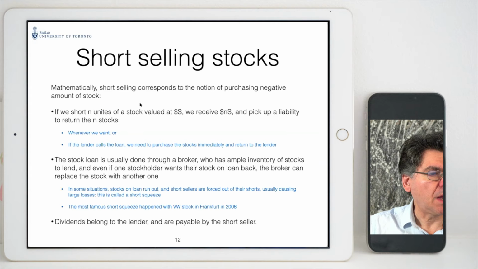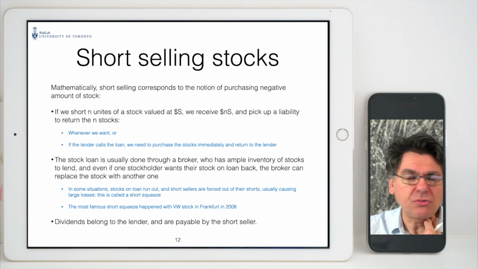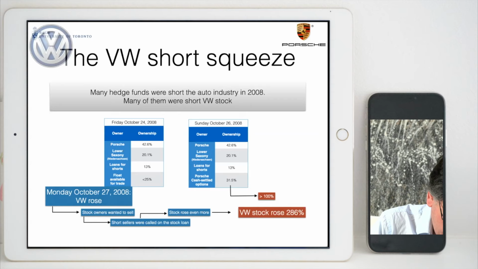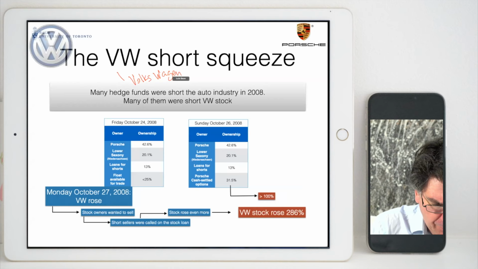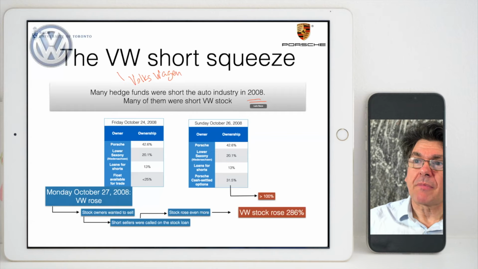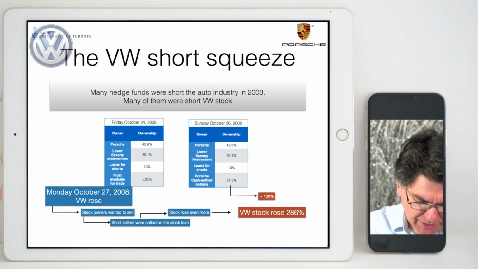So this is what I explained. It's explained here in words. And this is the very famous short squeeze on Volkswagen. Volkswagen stock. So I'm going to explain it to you. It happened in 2008. But this short squeeze has a very interesting history.